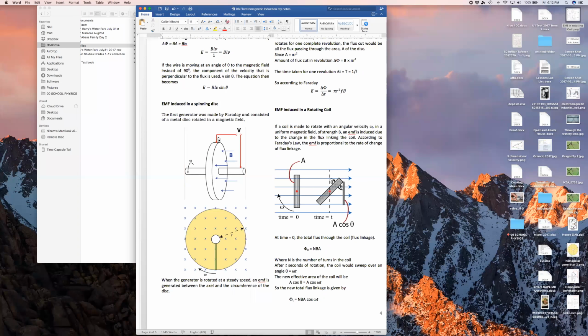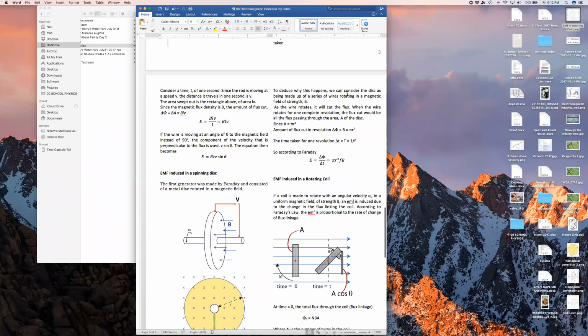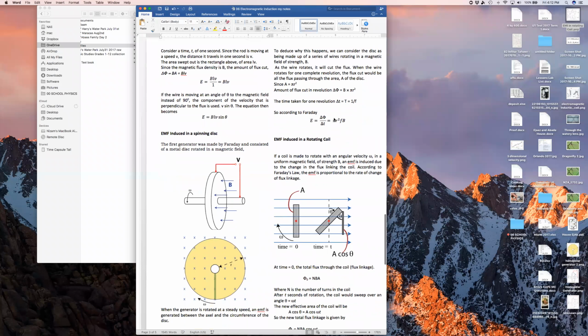Now, let's look at the derivation. To deduce why this happens, we consider a disk as being made up of a series of wires rotating in a magnetic field of strength B. As the wire rotates, it will cut the flux. When the wire rotates for one complete revolution, the flux cut would be all the flux passing through the area. So when this makes one complete revolution, the flux cut would be all of the flux in this area.